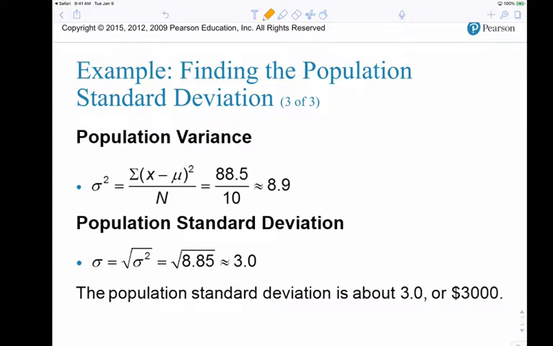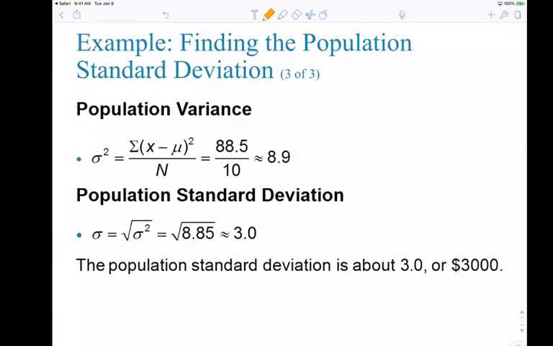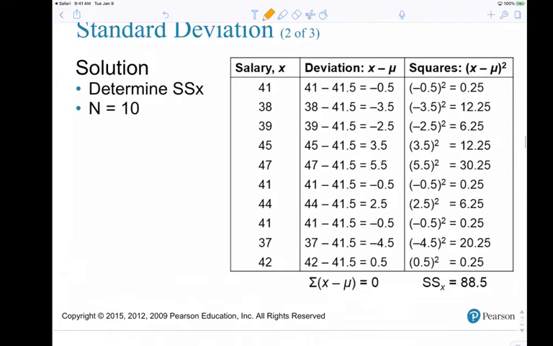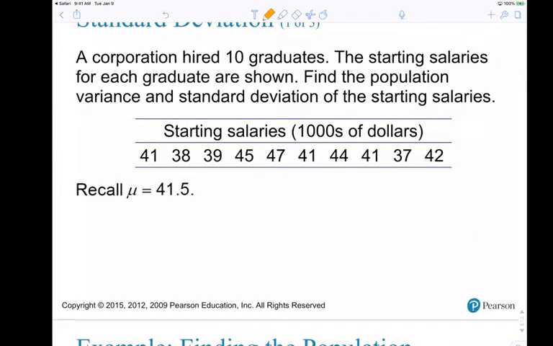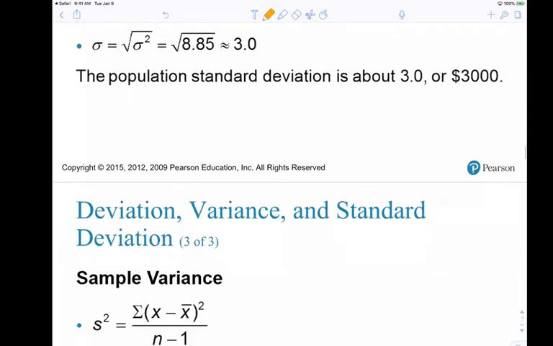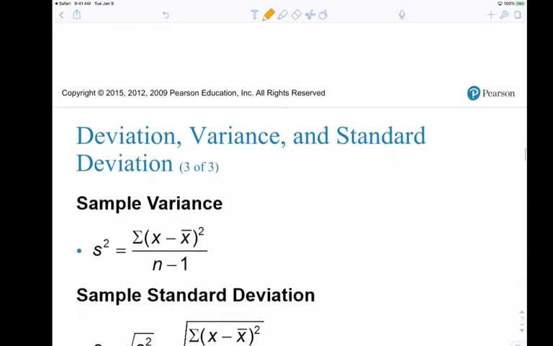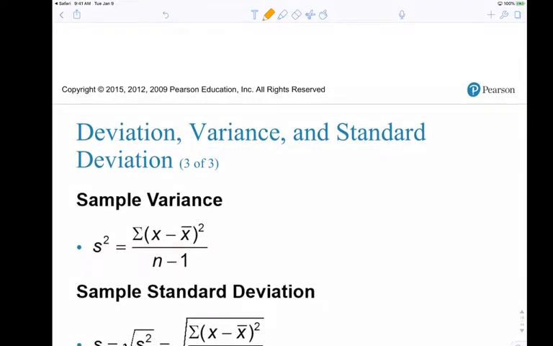Okay? We need to work with it. Why is it $3,000? Oh, because the original chart is in thousands of dollars. So 3 in this context means 3,000. Okay.